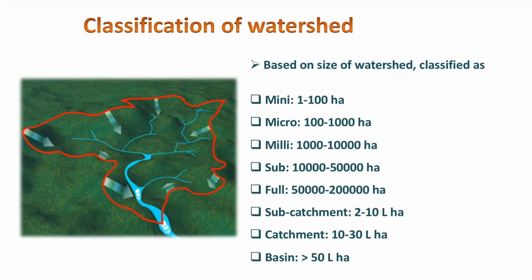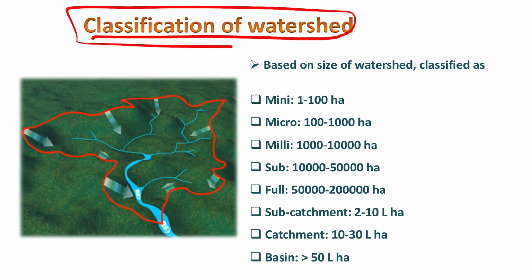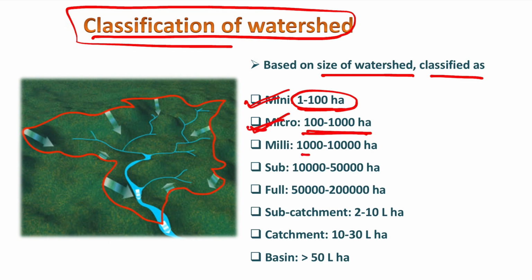So the next thing is classification of watershed on the basis of size. There is some classification based on size of watershed. Watersheds are classified as mini watershed if the particular watershed area lies in the range of 1 to 100 hectare. If it lies between 100 to 1000 hectare, then that is known as micro watershed. If the area lies between 1000 to 10,000 hectare, that is called milli watershed.